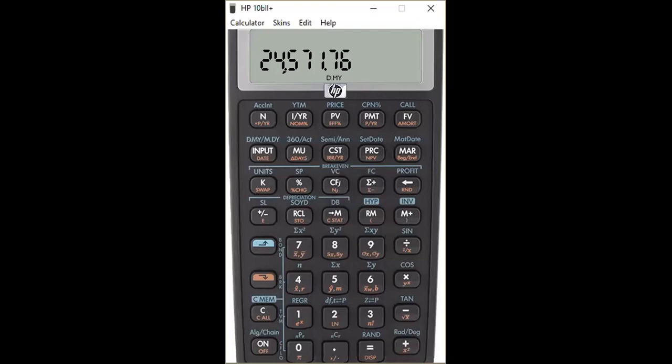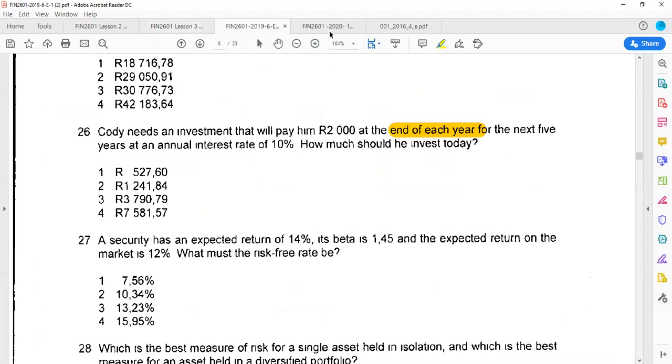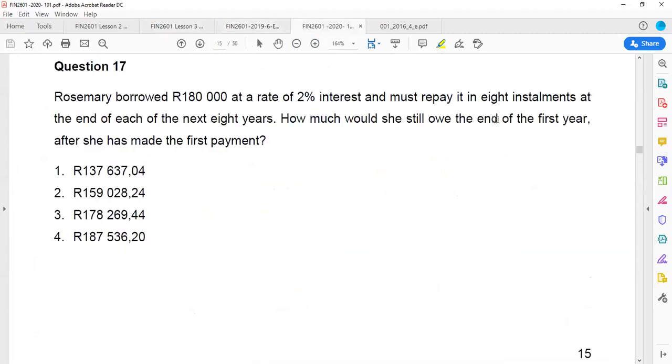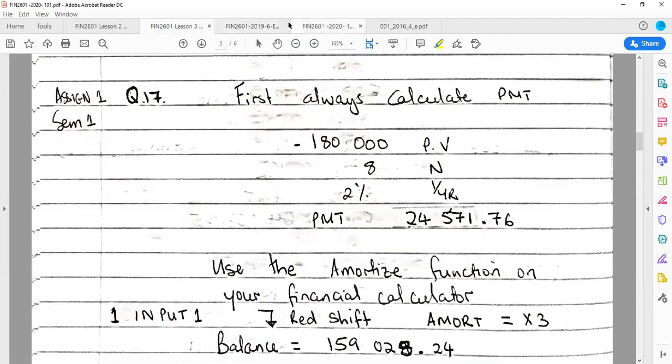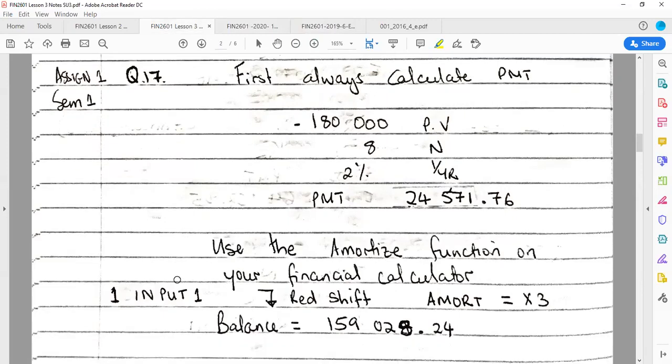We are being asked here, how much would she still owe at the end of the first year after she has made the first payment? So we want to find out what the balance of the principal is after she's made the first payment. To do this, we follow these steps. We are dealing with the first year, so you press 1, input 1. We are dealing with everything in the first year, so we just say 1 input 1. Then we press the red shift button and we press amortize 3 times.